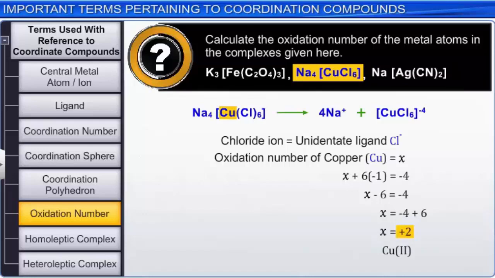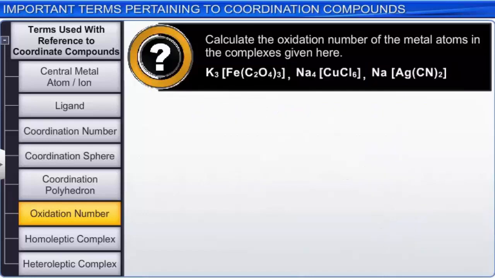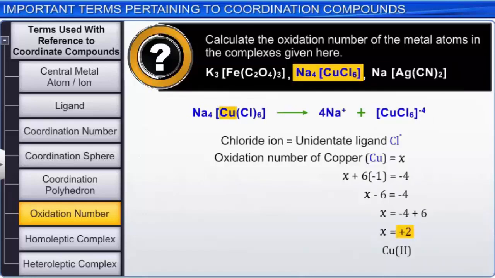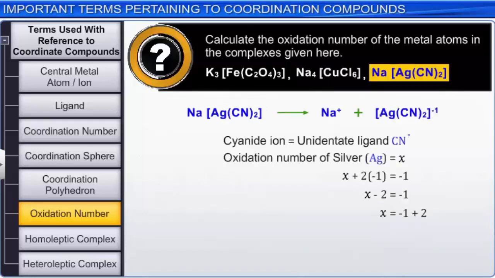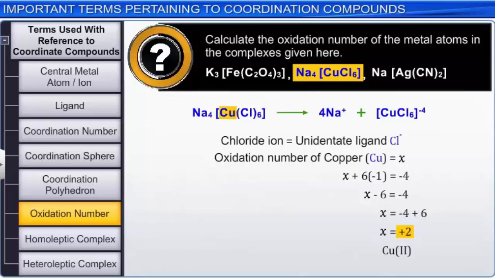So the net charge is what? -4. Okay. Now 6 into -1 is -6. So this should be taken to the other side. That is -4 and +6. The difference is +2. The copper oxidation state in this complex is +2. The oxidation state of copper in this complex is what? +2. Likewise, the next complex, that is sodium dicyanide-argentate.